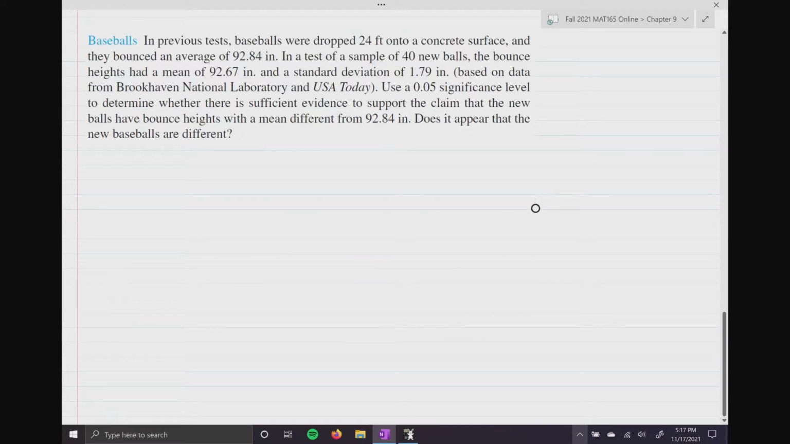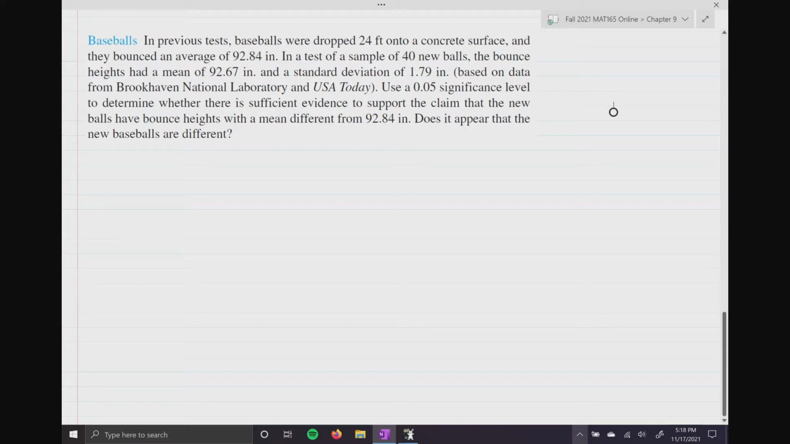Okay, I'm back, and here's our next example. It's pretty simple, but I want to go over this because the alternative hypothesis is different in this situation. In previous tests, baseballs were dropped 24 feet onto a concrete surface, and they bounced an average of 92.84 inches. In a test of sample size 40 new balls, the bounce heights had a mean of 92.67 inches and a standard deviation of 1.79 inches. This data was based on somewhere from the Brookhaven National Laboratory. I have no idea where that is.